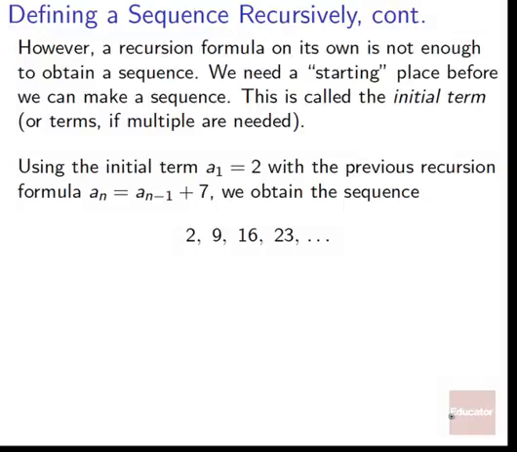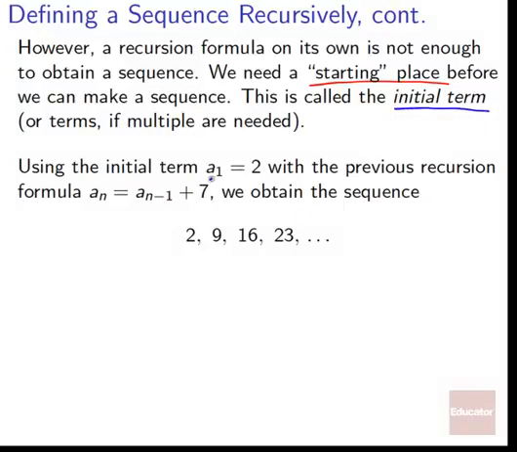So if that's the case, we need something to start from. A recursion formula on its own is not enough to obtain a sequence. We need some sort of starting place before we can make a sequence. We need to know what is that first term, what is that seed that our recursion formula will grow off of. This is called the initial term, or terms if we need multiple of them.